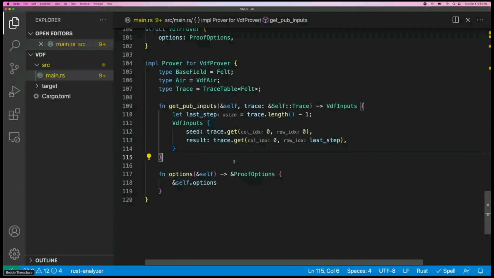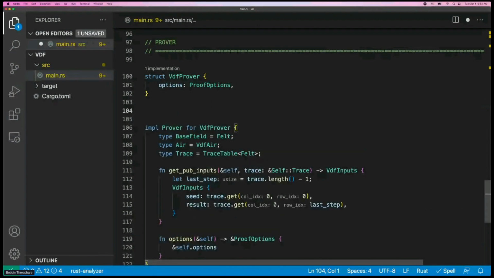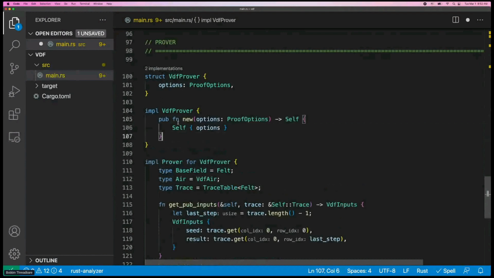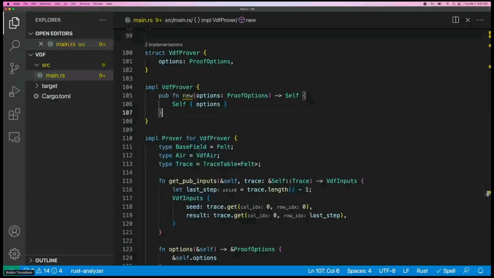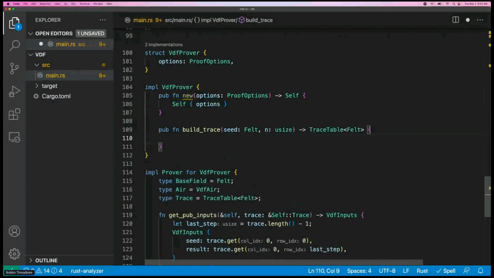Okay, so this implements a prover trait. We need a way to instantiate the prover and to build the actual trace. So we'll implement the specific, not a trait, but just the specific functions for this struct. And we want to have a new function that creates the prover. And then there is going to be the function where the real work happens. This is the building of the trace. And again, in our case, this is relatively simple.